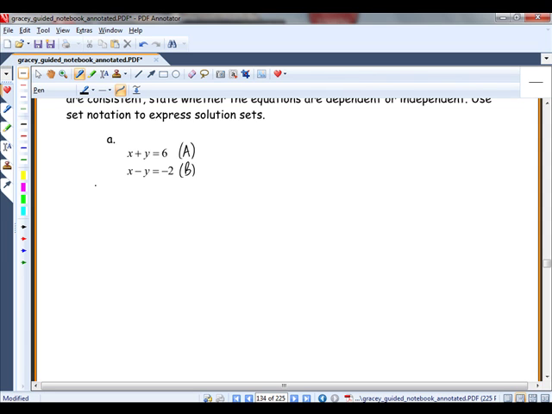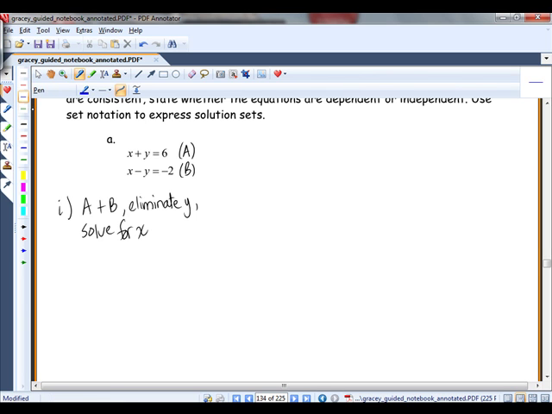If you looked at adding these exactly as it was, would one of the variables zero out? Good, you're right. One of the variables would indeed zero out. The y's would zero out. So for our first step, if we were to take equation A plus equation B, this will eliminate y, and that will let us solve for x.